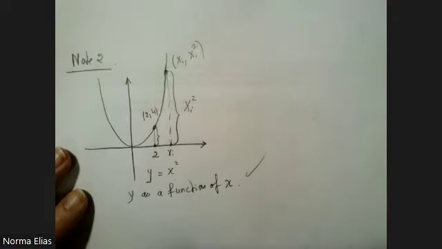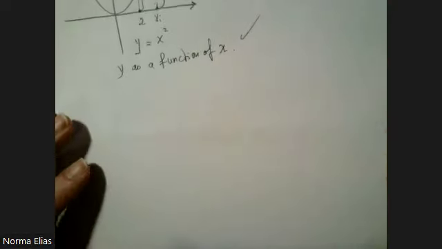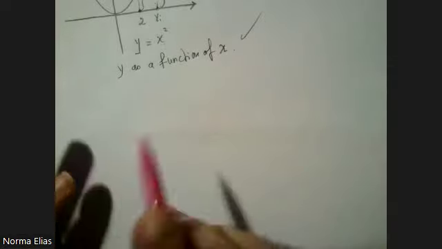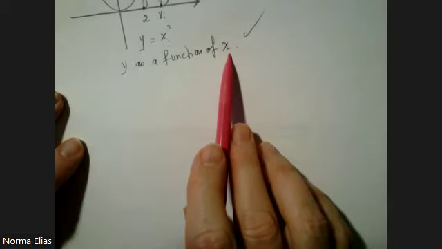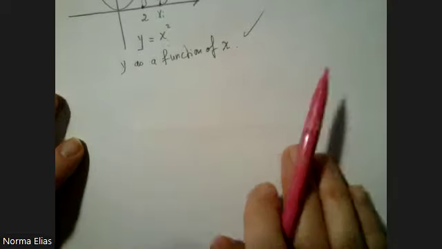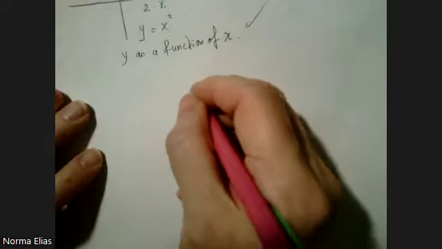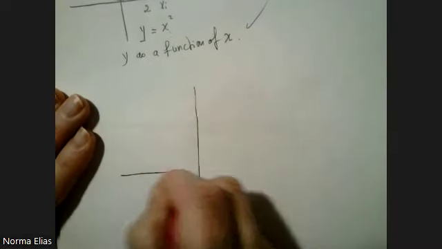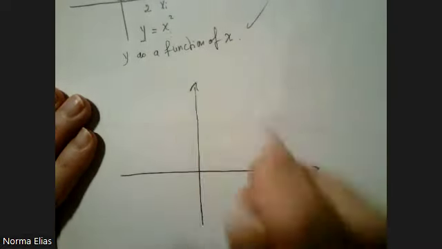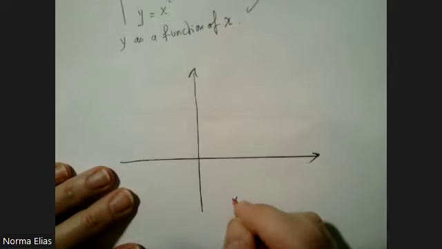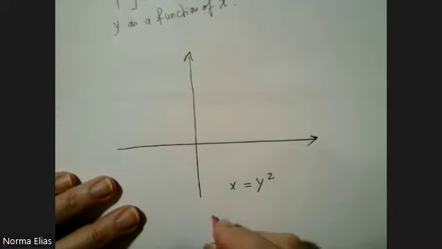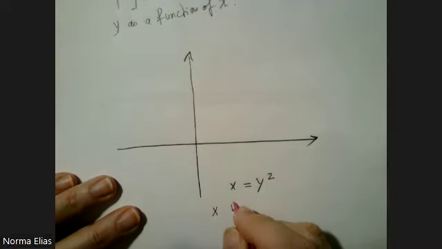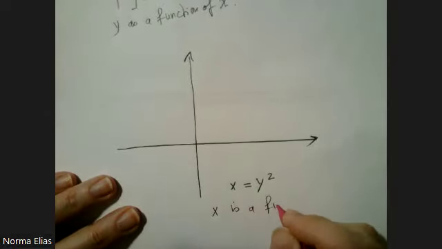Now, part 2 is we're going to have a situation in this course where instead of giving you y as a function of x, we're going to give you x as a function of y. So that's the situation we're going to be working with. So now let x be equal to y squared. It means x is a function of y.